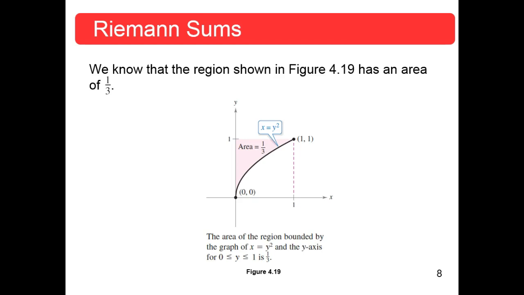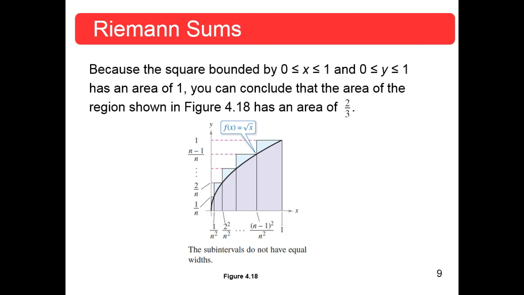Okay? We know that the region shown here has an area of 1/3. How do we know that? Because the region under here was 2/3, wasn't it? And this is a square of 1 by 1, so the remaining region is going to have an area of 1/3. So what is this telling us anyway? I don't know. It's just interesting. Because the square is bounded, with area of 1, you conclude the area of the region is 2/3 under there, 1/3 out of there.